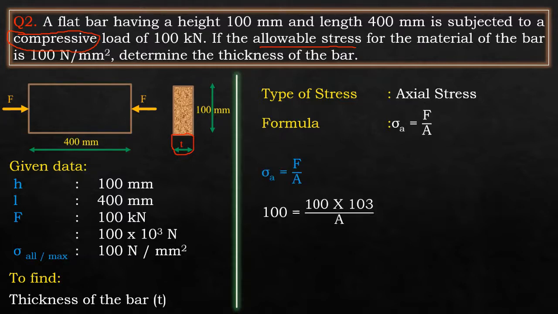So sigma A is equal to F by A. Sigma A is equal to 100 Newton per mm square, will be equal to F is 100 into 10 power of 3 newtons divided by A. By substituting these values, we will be getting the value of A as 1000 mm square. By substituting the formula of A as h into T, since it is a rectangular cross section, we will be able to determine the value of T. So 1000 is equal to 100 into T. So by substituting these values, we will be getting the value of thickness as 10 mm.